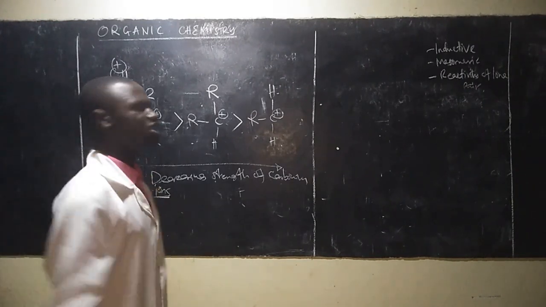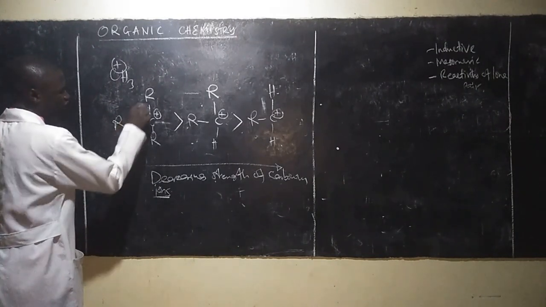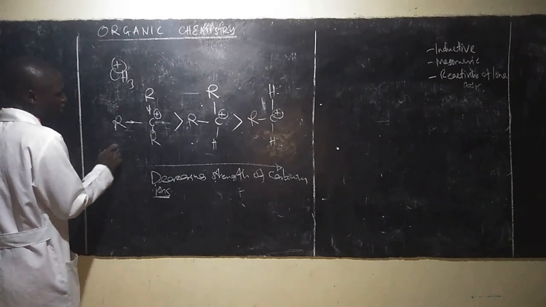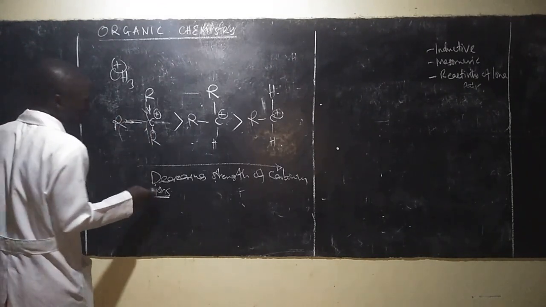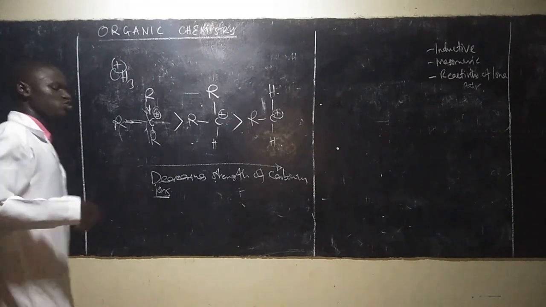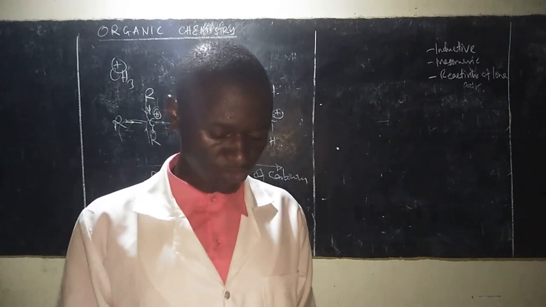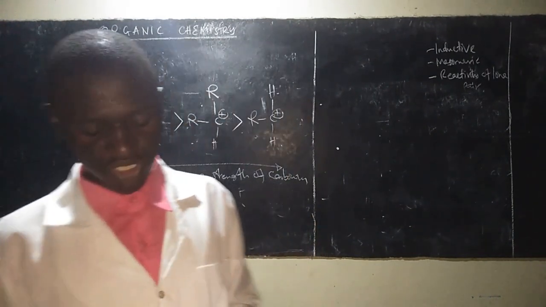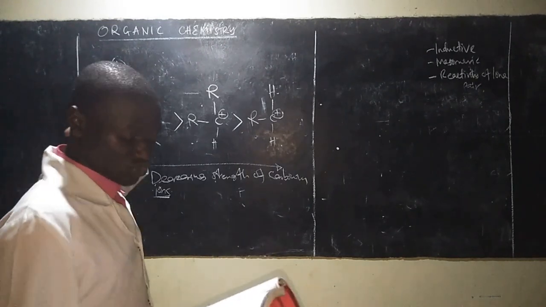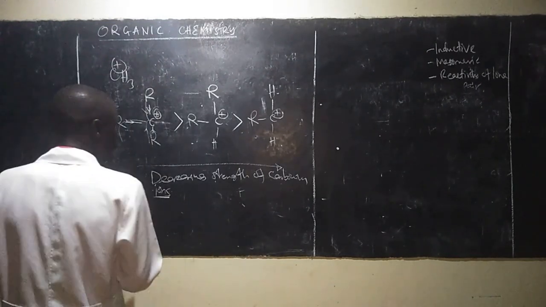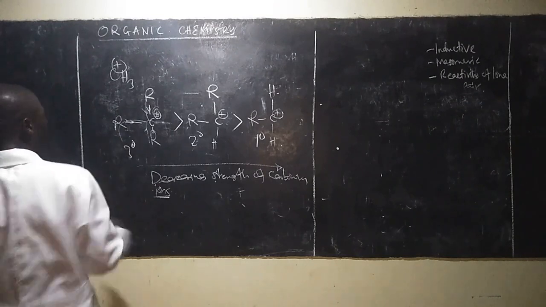So, when we are talking of the stability of these carbonium ions, we are just looking at the donation of electrons by the alkyl group. If we are donating electrons to carbon, then this positive charge will be slightly neutralized, and by being slightly neutralized, it becomes more stable. Now, we have 3 classes of carbonium ions, the primary, the secondary, and the tertiary. The primary ones are attached to only one carbon atom. This one can be regarded as the primary. These are the secondary, and these are the tertiary carbonium ions.